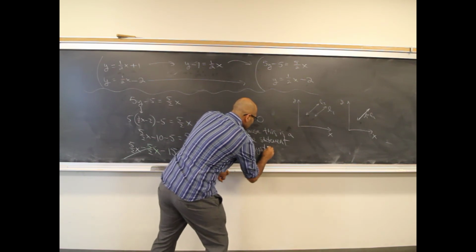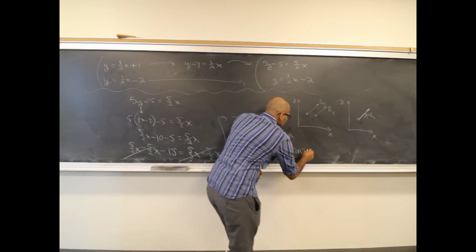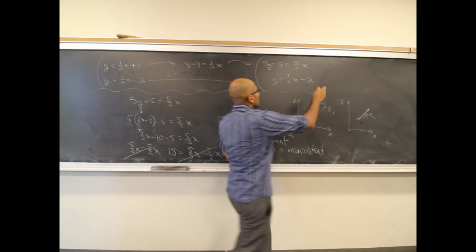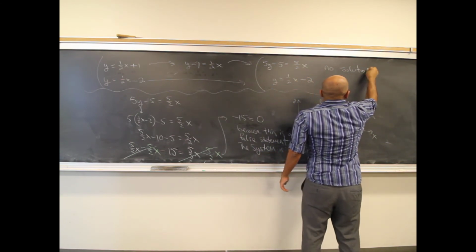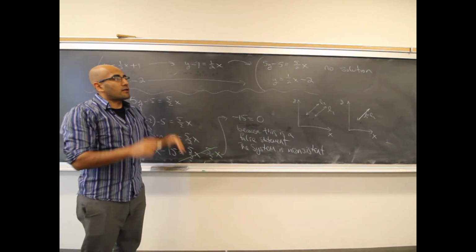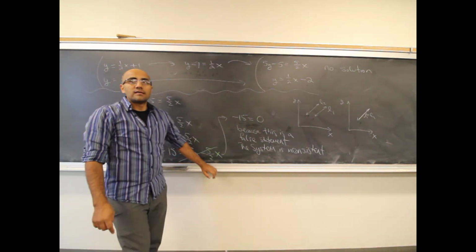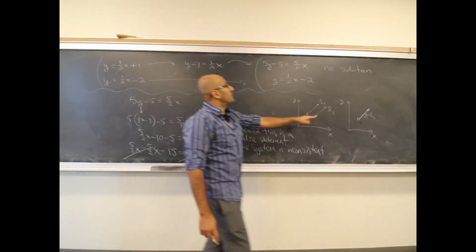The system is inconsistent. No solution, right? This has no solution. There is no point that solves both of them at the same time. They're parallel. They're never going to cross. Inconsistent, right? All those things being the same. Any questions? No? Let's look at an example of this one.